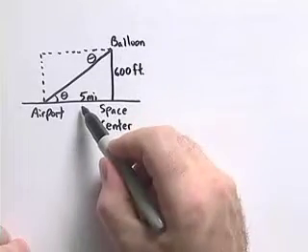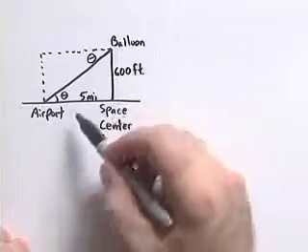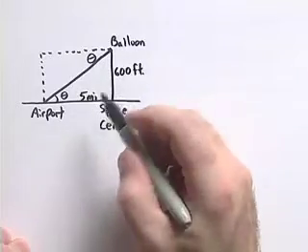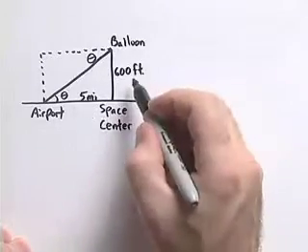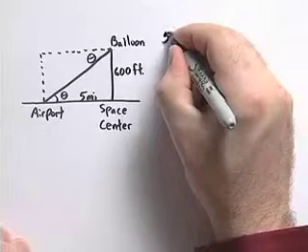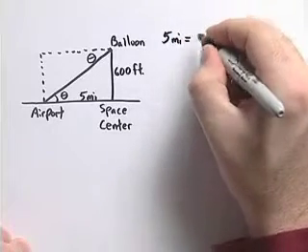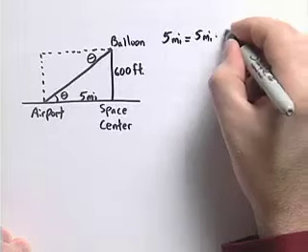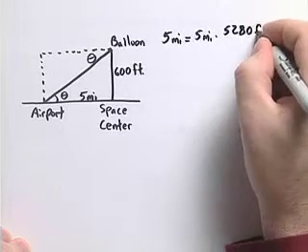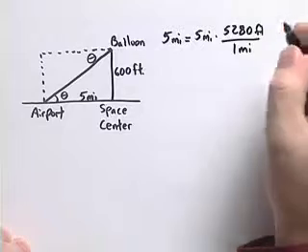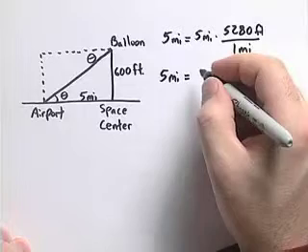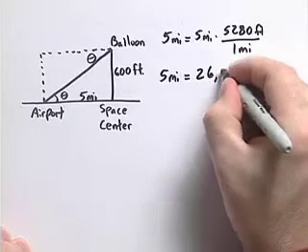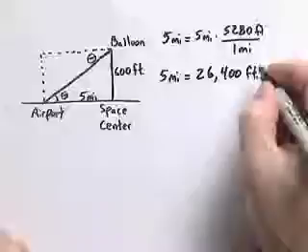Now we notice that one of our units is miles and the other is feet. In order to work this problem, we need to have our units be the same. So we're going to convert the 5 miles into feet. So 5 miles we can write as 5 miles times 5,280 feet in 1 mile. And here the miles will cancel. We'll get that 5 miles is equivalent to 26,400 feet. Now that we have the same units, we can go ahead and continue with our problem.